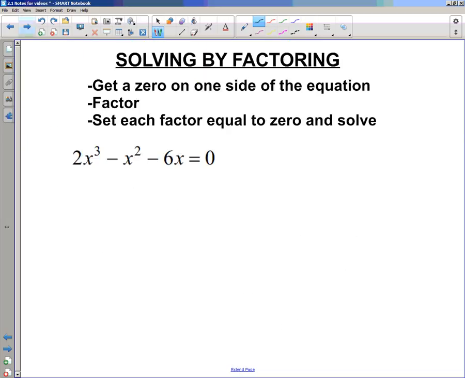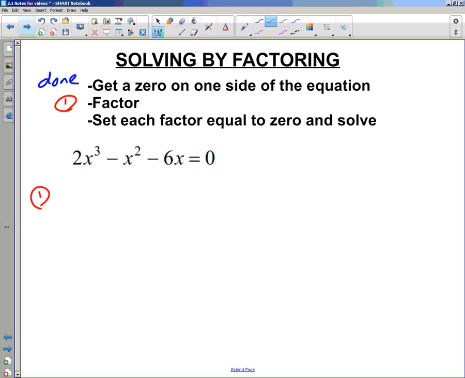Second example, this one's nice because it's already been set up for us. It's equal to 0 already. So the first step is done. Next, we need to go ahead and factor. So it's really the first step that we're doing in this one. And we'll go ahead and do that here.